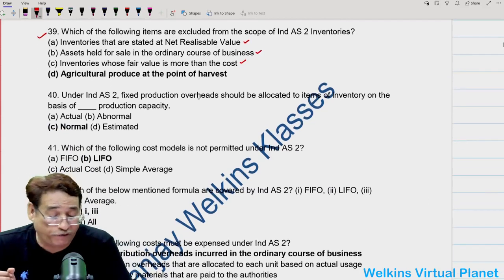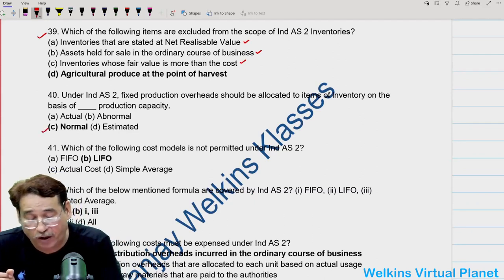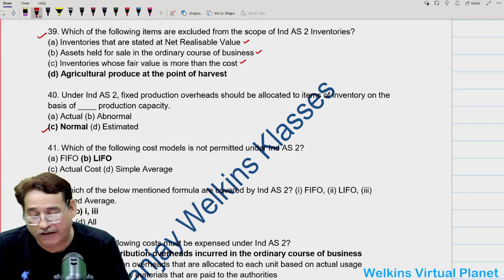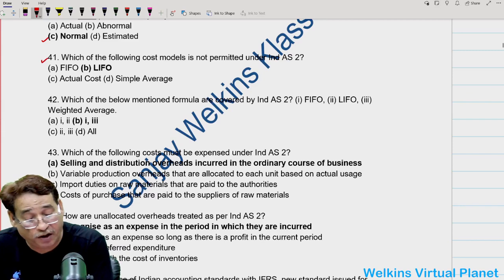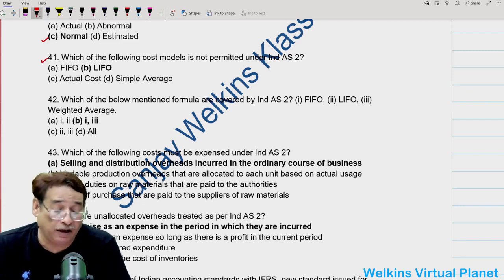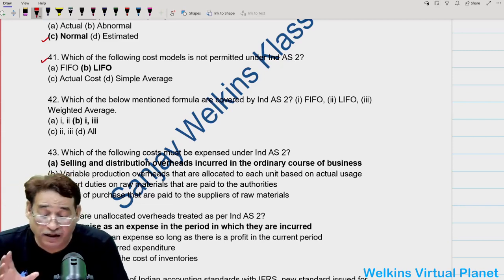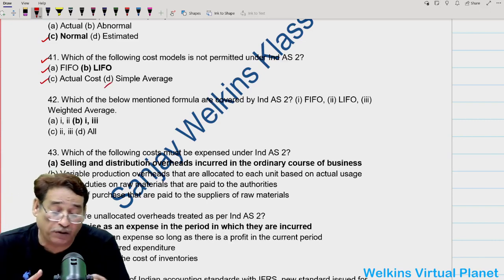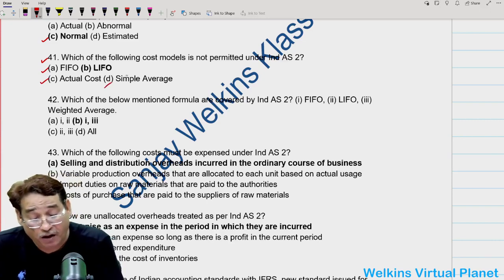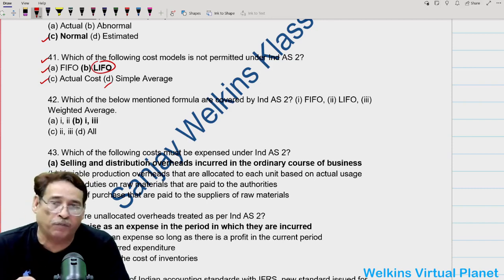Under Ind AS 2, fixed production cost should be allocated to the items of inventory on the basis of normal production. We have done such a question so many times. It should be very easy for you. Which of the following cost models is not permitted under Ind AS 2? Under Ind AS 2, which of the methods is not permitted? FIFO method is permitted, actual cost method is permitted, simple average is also permitted. Which is not permitted? The question is asking what is not permitted. So we may say that in this case our answer should be LIFO, because LIFO, last in first out, is not permitted.